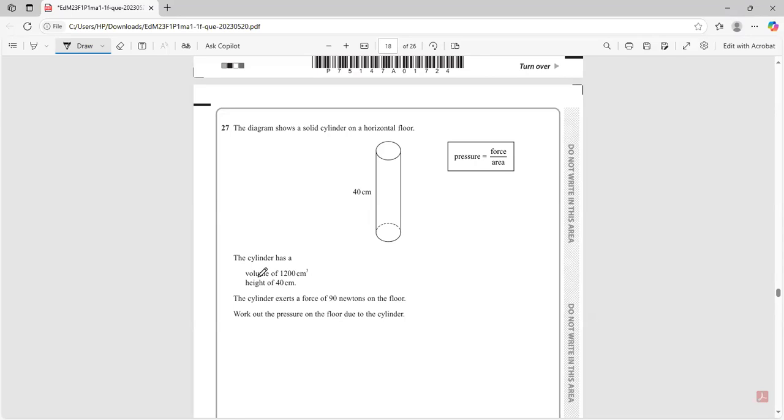Okay, it says the cylinder has a volume of that, a height of that. The cylinder exerts a force of 90 newtons on the floor. Work out the pressure on the floor due to the cylinder. Okay, so you know what we're going to do. Just remember that volume, right?